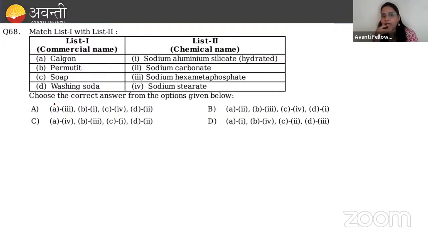Here list 1 has the commercial names and list 2 has the chemical names of the given chemicals. Calgon, permutit, soap and washing soda are given and we need to match them with the respective chemical name. What will be the answer here? Soap is what? Sodium stearate. We have seen the structure of this also. Washing soda, which we use, is sodium carbonate.